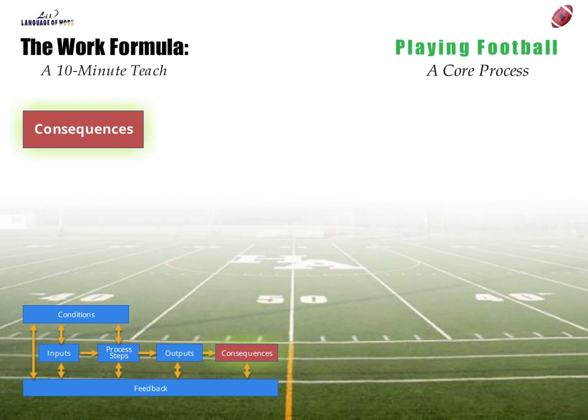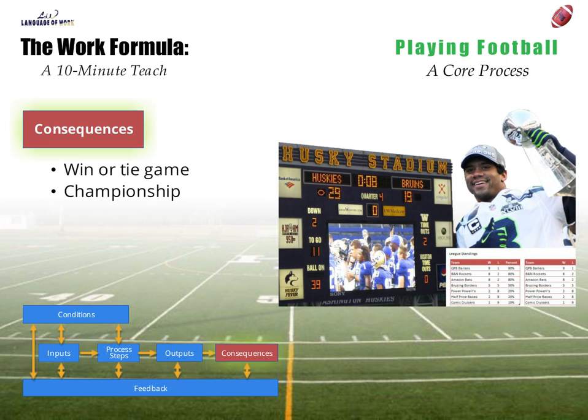Next is the identification of consequences. Consequences are the value-added results the organization desires to achieve by producing the outputs. In football, it means the scores that lead to winning or even tying the game. We never list negative consequences, since no one should work to achieve negative results. In business, consequences would include things like customer satisfaction, profit, ROI, and so on.